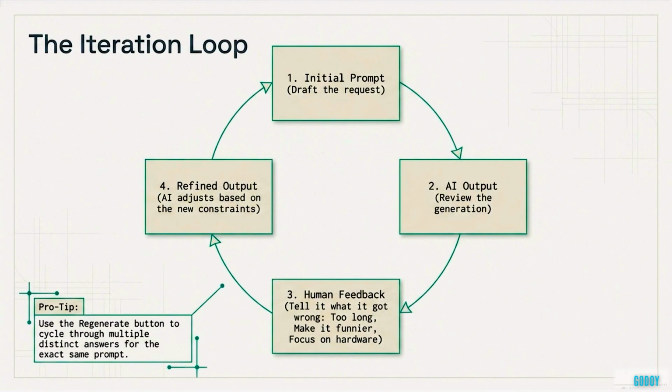The interaction loop involves an initial prompt, AI output, human feedback, and a refined output. Always review the generation and provide specific feedback to adjust the AI's response to new constraints. Use the regenerate button to cycle through distinct answers for the same prompt.